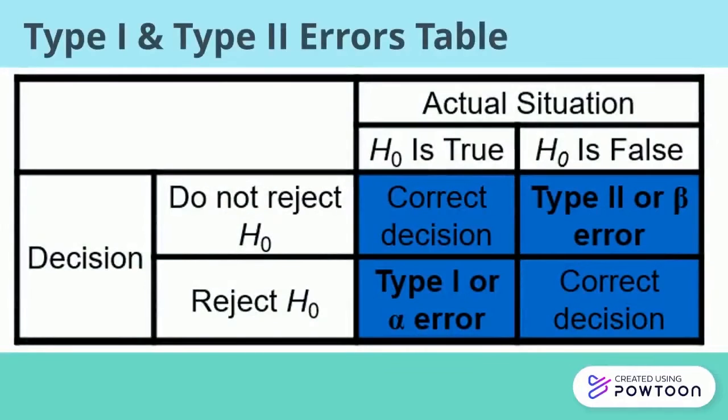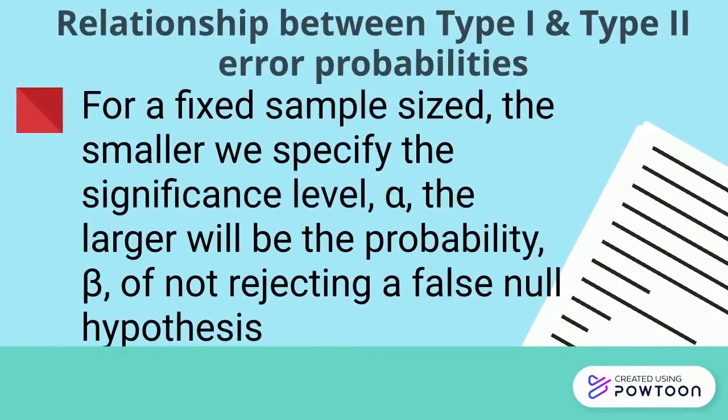This is the type 1 and type 2 error table. Next is the relationship between type 1 and type 2 error probability. For a fixed sample size, the smaller we specify the significance level, the larger will be the probability of not rejecting a false null hypothesis.